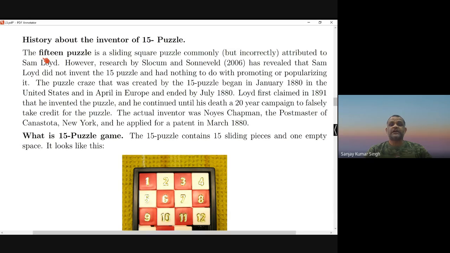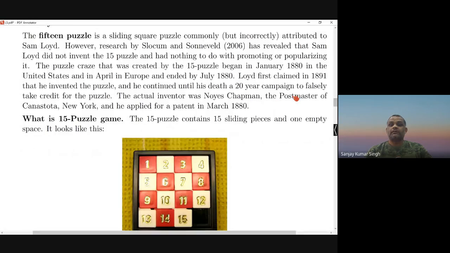The puzzle craze created by the 15 puzzle began in January 1880 in the United States, spread to Europe in April, and ended in July 1880 in the UK. I think it's missing something. Lloyd first claimed in 1891 that he invented the puzzle, and he continued a 20-year campaign to falsely take credit for it.